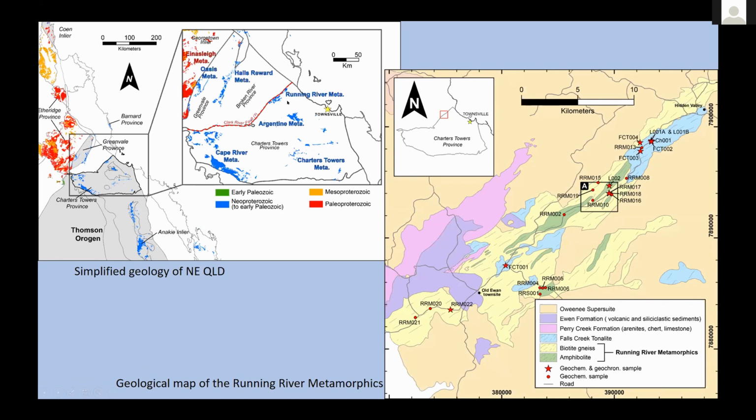I'm going to show you some data from the Running River metamorphics, a zoom in and a close-up map, which was done by one of my honors students a few years back. So this is a map of the Running River metamorphics. They occur as a series of slivers just at the contact between the Broken River province and Charters Towers province. And somewhere here is actually supposed to run the Clark River fault.